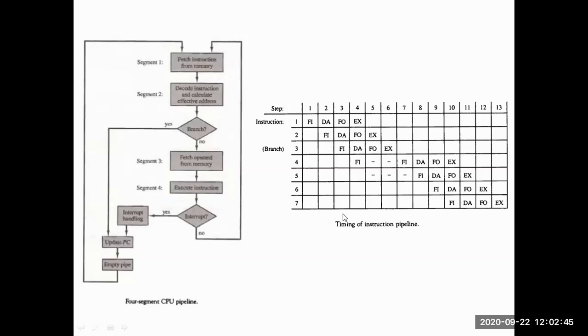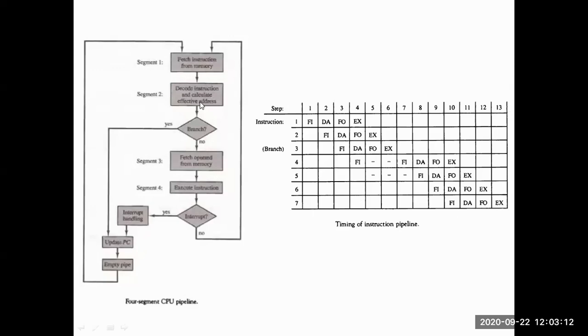So say for example we have 7 instructions, so we will start here. When the 7th instruction will be executed, we will stop here in this table, fine. So we can easily build this table on the concept of this 4 segment instruction pipeline, and we can see in 13 steps these 7 instructions were executed.